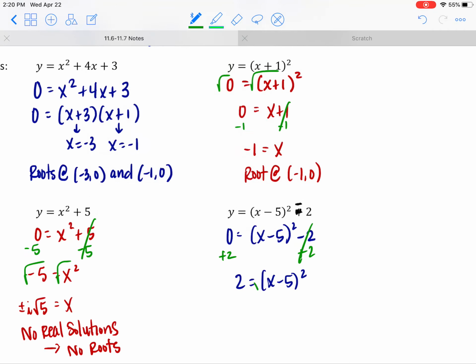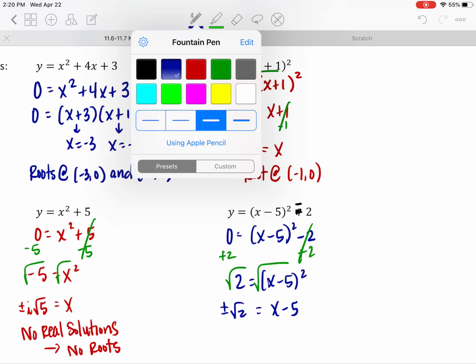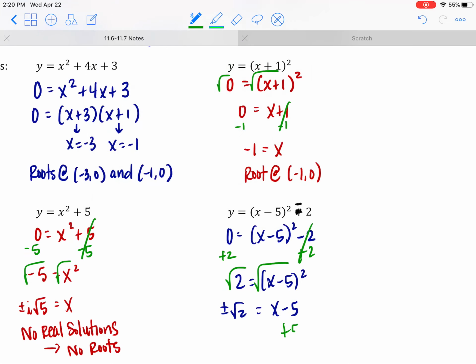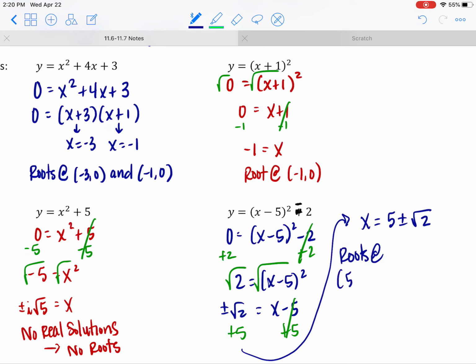And let me do that again because I wanted that to be in green. Add the 2. That cancels. So now I have 2 equal to (x minus 5) squared, square root both sides. And now x minus 5 equals plus or minus radical 2. And then add 5 to both sides. And that tells me that x is going to equal positive 5 plus or minus radical 2.